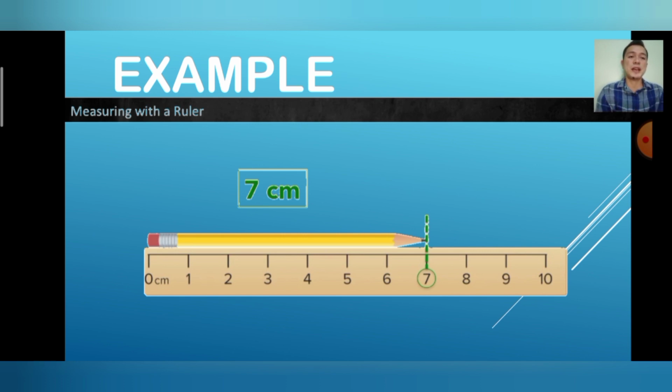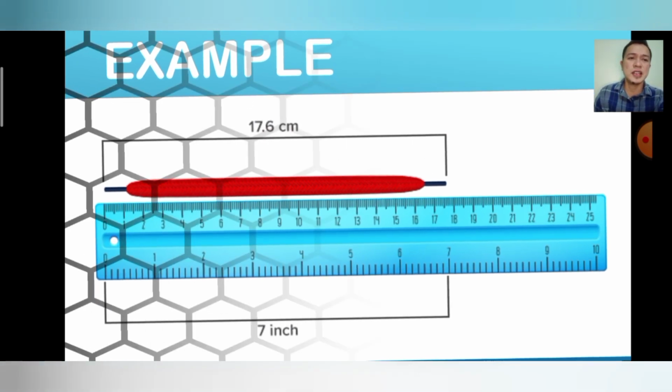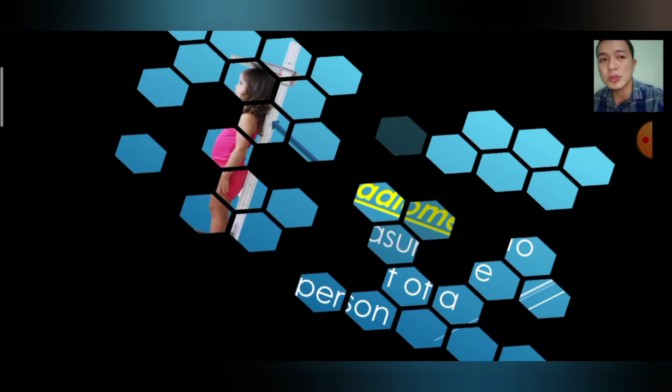So here we go. The pencil. What is the length of the pencil this time? How are we going to measure the pencil? We can get the exact measurement of the pencil by using the ruler. So this time we use centimeter, and the ruler is 7 centimeter only. So that's an example of measuring. Next, we have an example here also. 17.6 centimeter or 7 inches. I don't know what this is, but it shows you about the measuring.